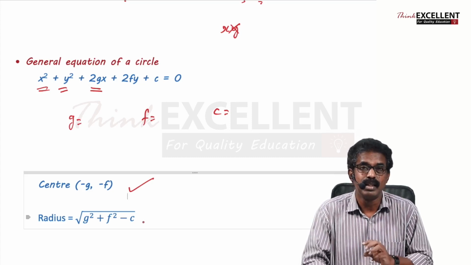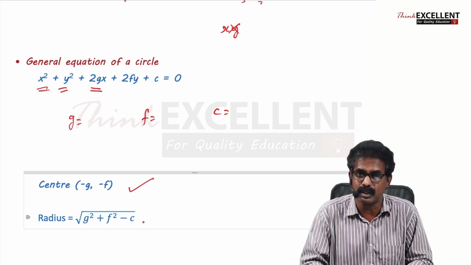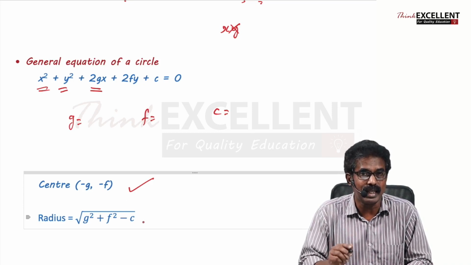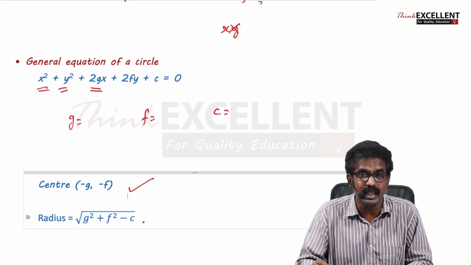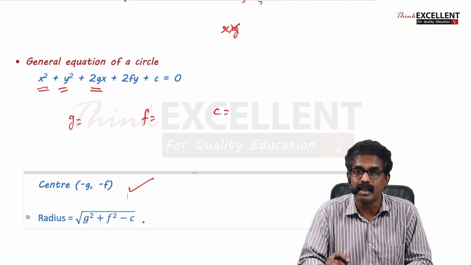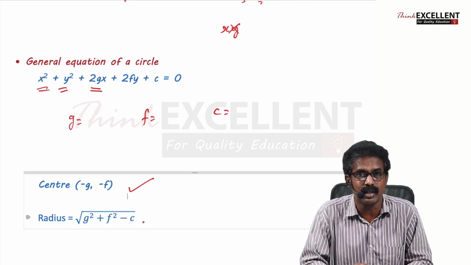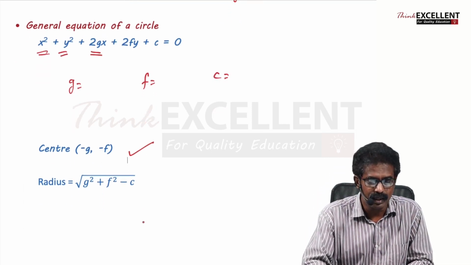Then we studied the general equation of a circle: x square plus y square plus 2gx plus 2fy plus c equal to 0. From that you can find the 3 letters g, f, c. Once you know g, f, c, you can find center and radius. What are the formulas? Center is minus g, minus f. What is the radius formula? Root of g square plus f square minus c.